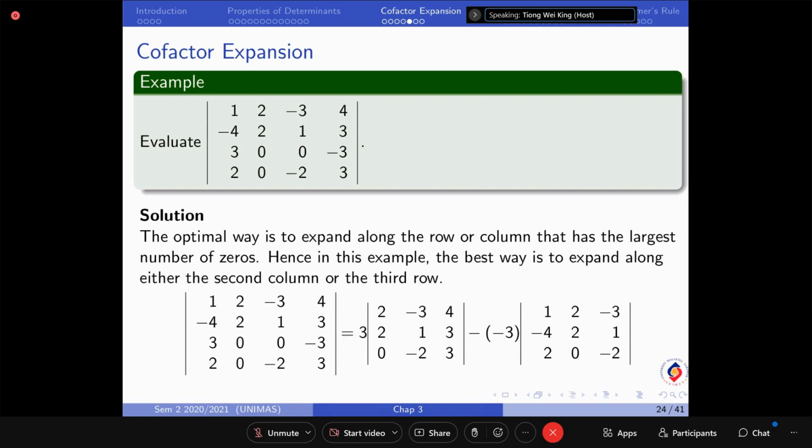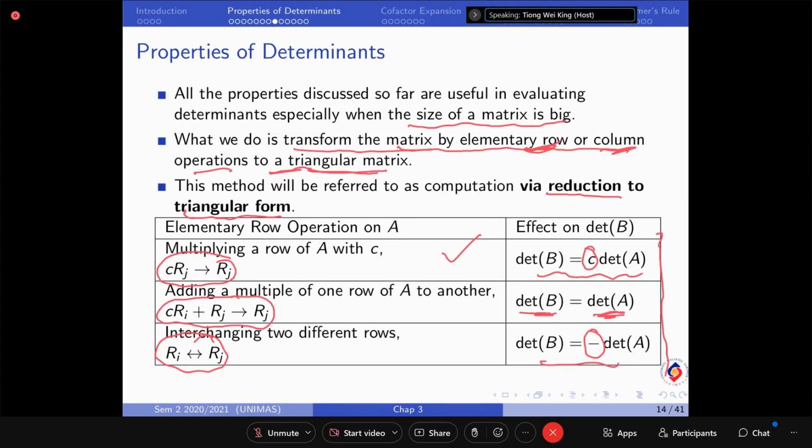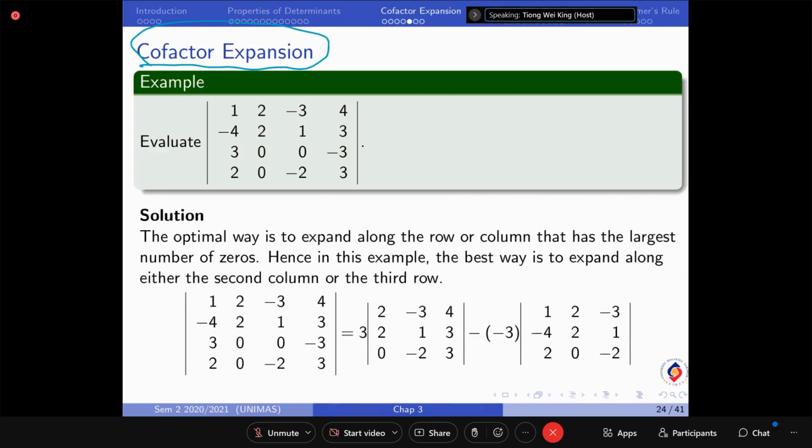Now, to find the determinant using the cofactor expansion, remember today we learned two ways of finding a determinant. So I repeat again, the first way is this, which requires reduction to a triangular form. So you need to remember the method's name. The second one is the cofactor expansion.